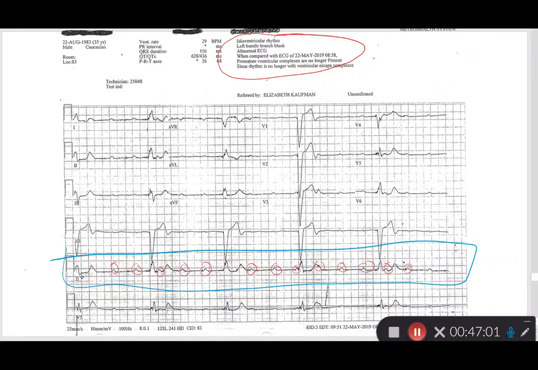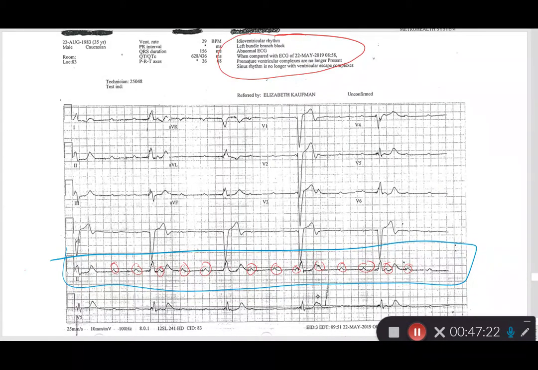So my QRSs are here. My RR intervals are regular. It's a pretty regular rhythm. Could it be a first degree? No, we have more P's than Q's. Could it be a second degree type 1? No, I don't get longer, then drop. First of all, my rate is too regular for that, but you can see my PR interval has no pattern to it.